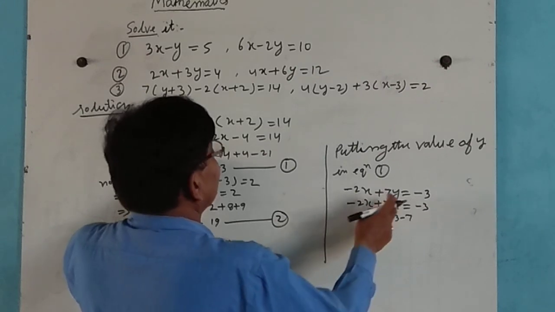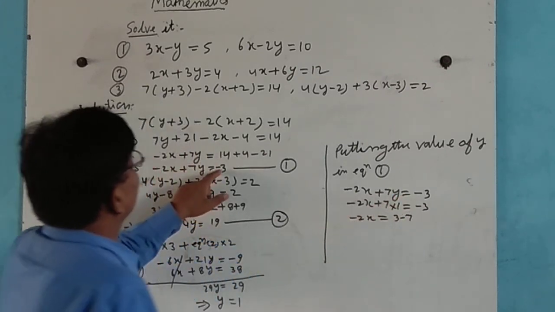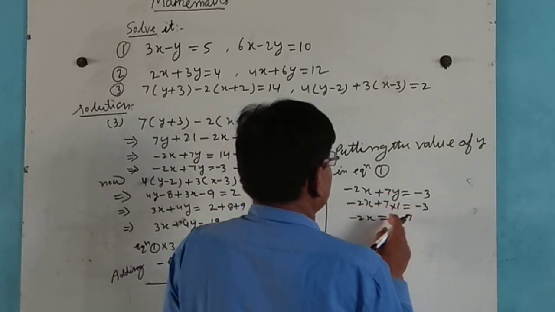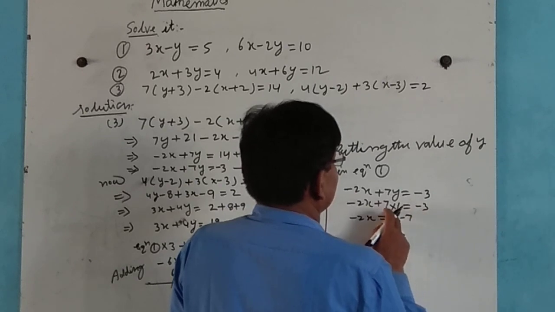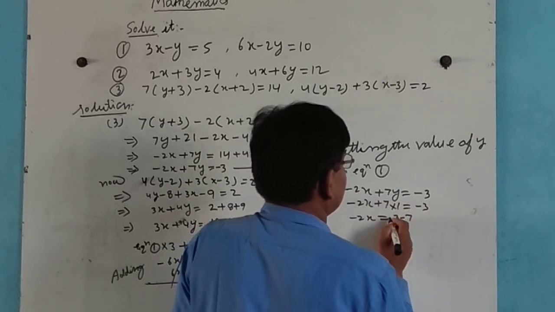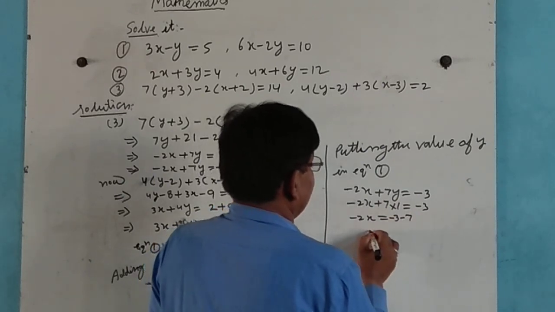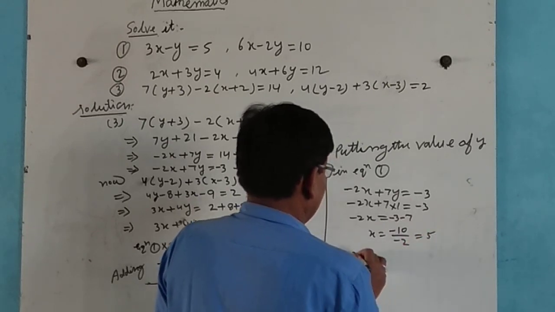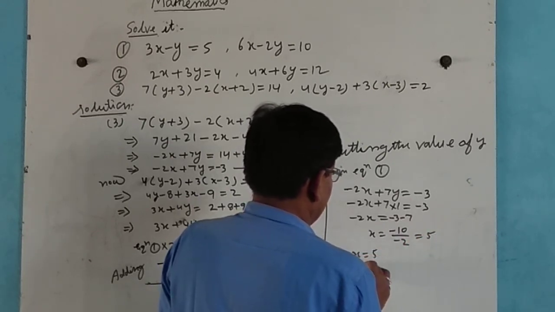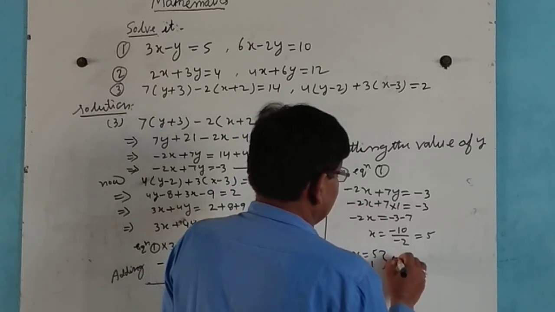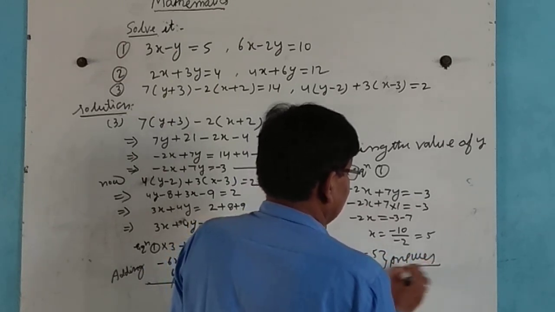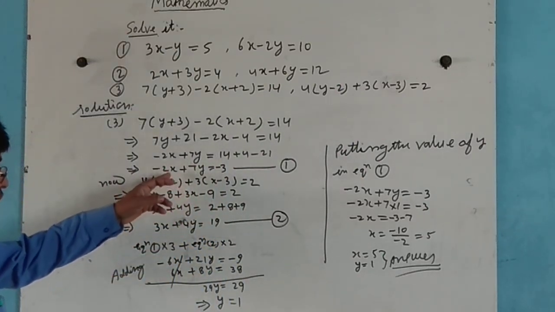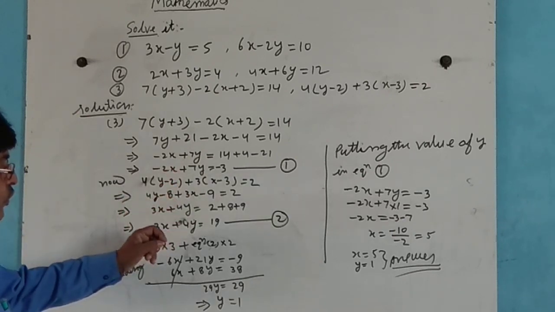So minus 2x equal to minus 10, divided by minus 2, x equal to 5, and y equal to 1. This is our answer. It can also be solved with the help of graph paper using equation 1 and equation 2.